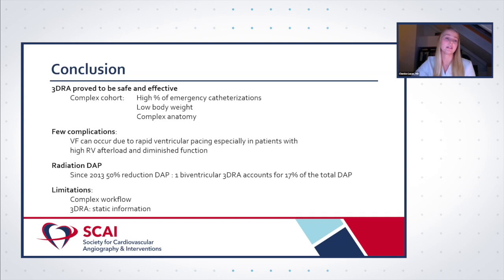So in conclusion, our patient population below 5 kilograms of body weight is characterized by its complexity and high percentage of emergency indications of the cardiac catheterizations. And even in our complex patient population, the use of 3DRA in children with congenital heart disease and a body weight below 5 kilograms proved to be safe.